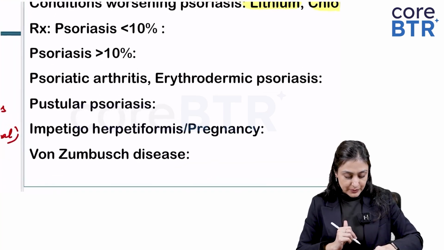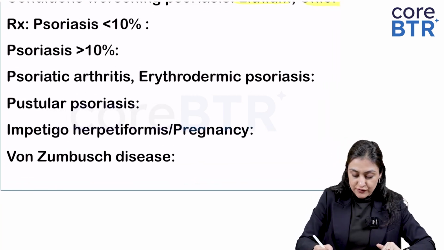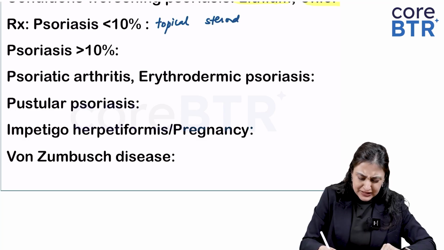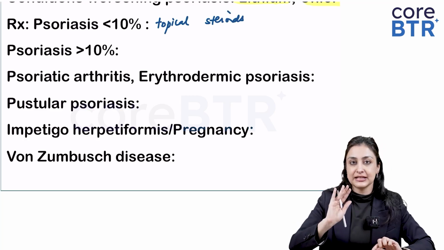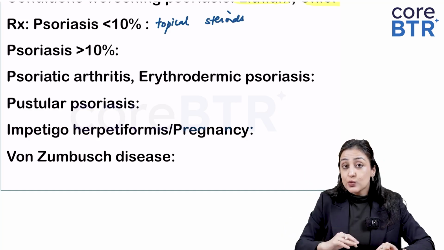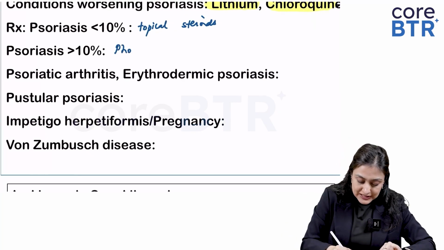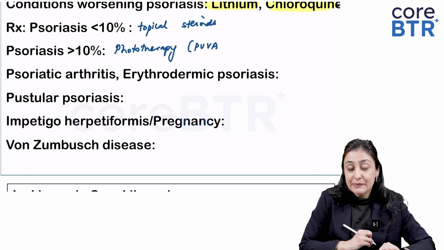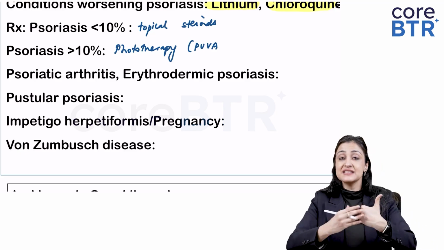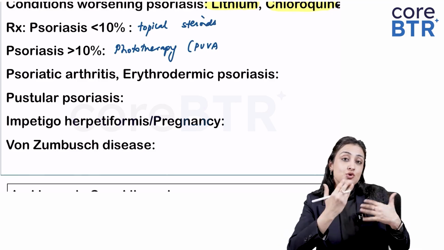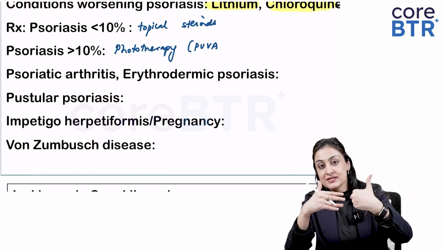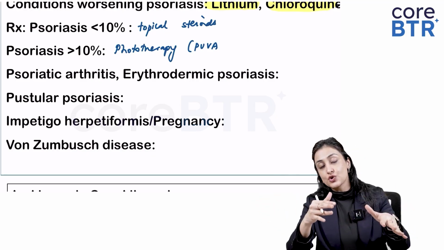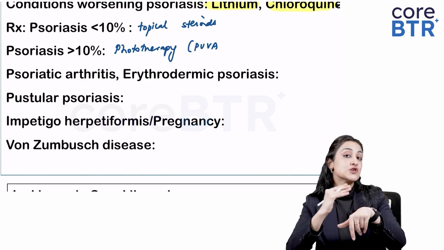Now let's go to the treatment. So if you have very small patches of psoriasis, all you can do is give topical steroids. Yes, topical, not systemic. We can give topical. But if it is more than 10%, now my first line is phototherapy. Phototherapy means to give PUVA. PUVA means psoralen, which sensitizes the skin to UV radiation. You can say it's the opposite of sunscreen, right? So sunscreen protects us from UVA radiation. This makes it more sensitive. So you give psoralen and then you give UVA.